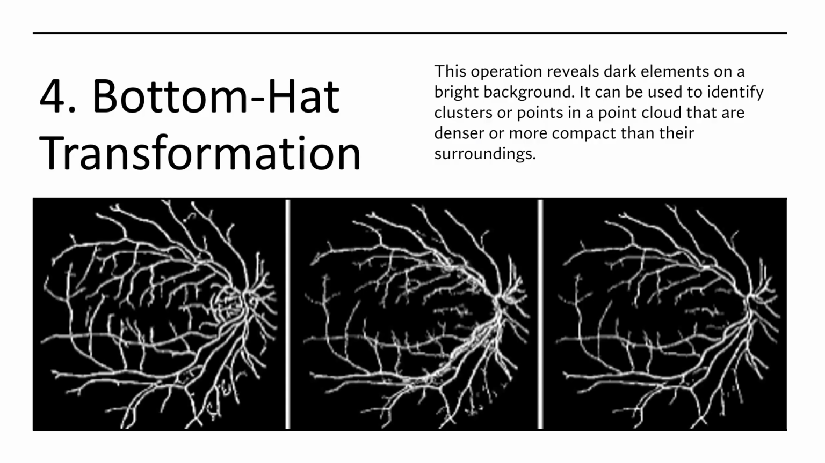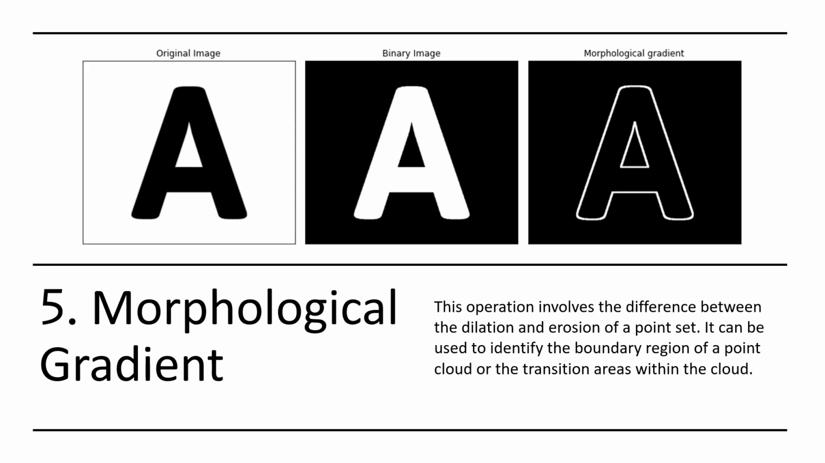So, bottom hat transformation. This operation reveals dark elements on a bright background. It can be used to identify clusters of points in a point cloud that are denser or more compact than their surroundings. So the last technique is morphological gradient. This operation involves the difference between the dilation and erosion of a point set. It can be used to identify the boundary region of a point cloud or the transition areas within the cloud.